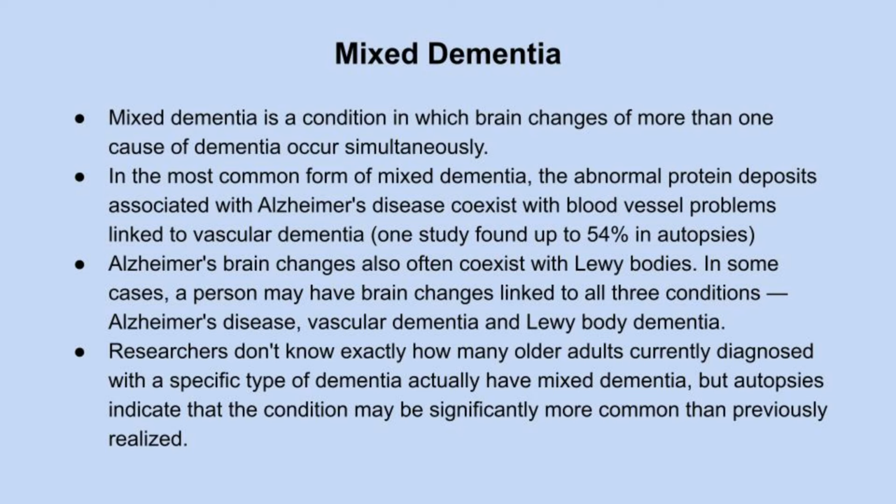Now, Alzheimer's brain changes also often coexist with Lewy bodies. In some cases, a person may have brain changes linked to all three conditions: Alzheimer's disease, vascular dementia, and Lewy body dementia. So researchers, of course, don't know exactly how many older adults currently diagnosed with a specific type of dementia actually have mixed dementia, but autopsies indicate that the condition may be significantly more common than previously realized.